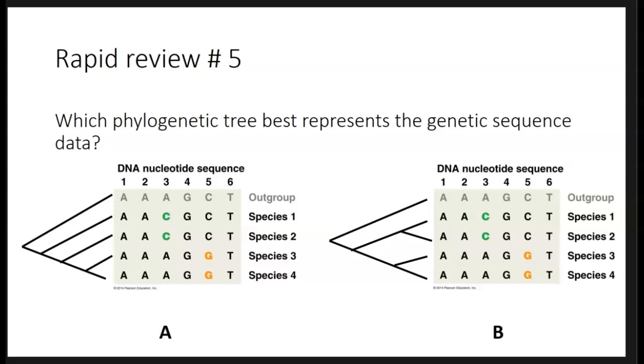So think about how we classify and create phylogenetic trees and the sequence that we just worked with. See if you can select the phylogenetic tree that represents the evolutionary relationships between these organisms the best.